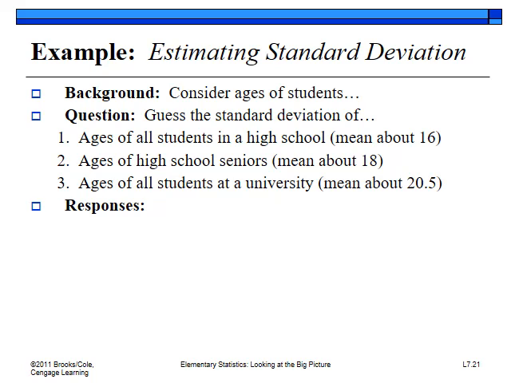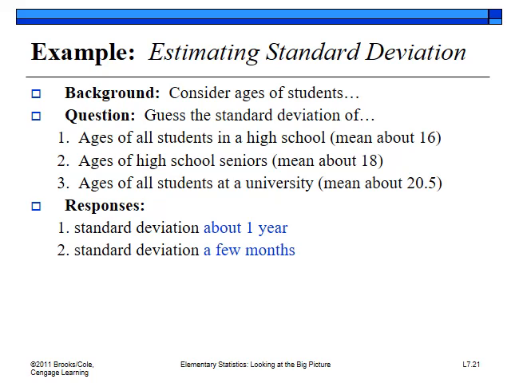If you think about students in a high school, typically a student would be within 1 year of 16 years old. Certainly not every student is within 1 year of 16 years old, but it's probably safe to say most students are within 1 year of 16 years old. If you narrow it down to high school seniors, most of them are close to the same age, about 18, so we would expect that standard deviation to be smaller, on the order of a few months.